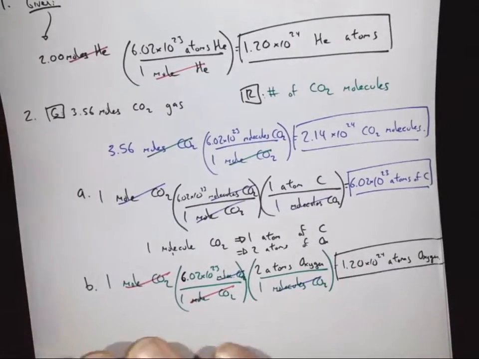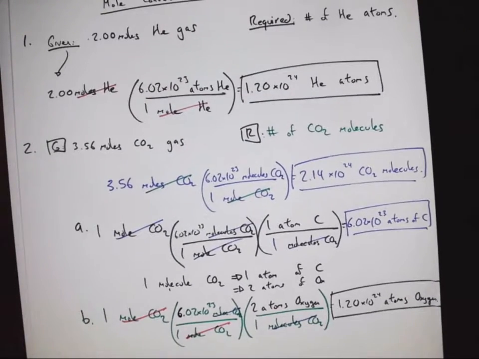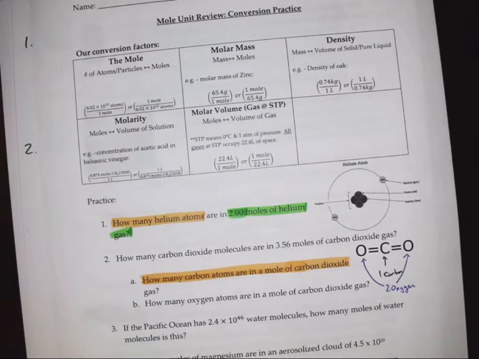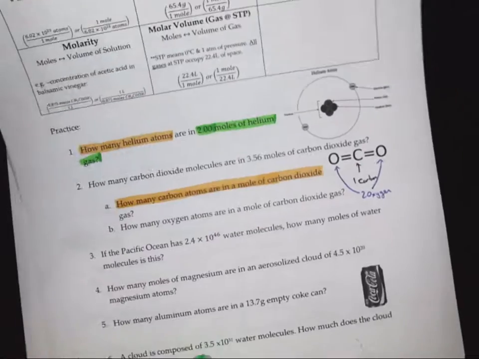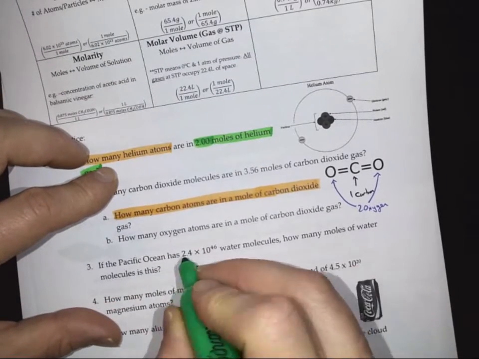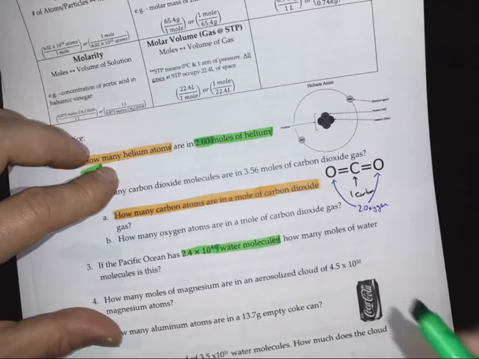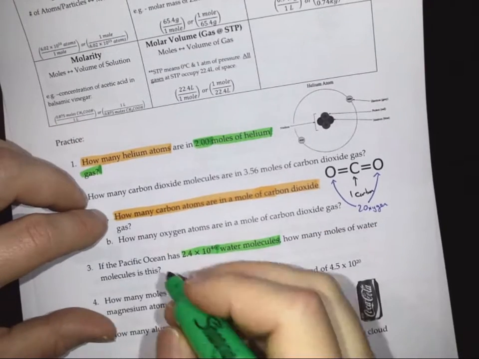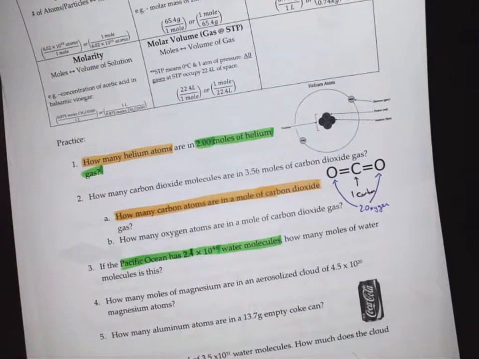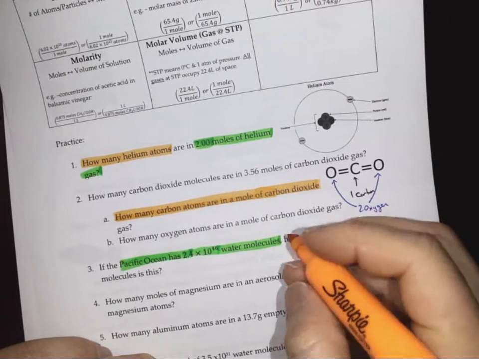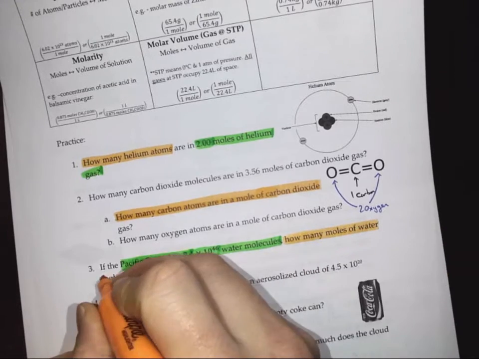All right, let's move on. So the next question says, if the Pacific Ocean has 2.4 times 10 to the 46 water molecules, so we'll just write that down. Pacific Ocean has 2.4 times 10 to the 46 water molecules. How many moles of water molecules are there?